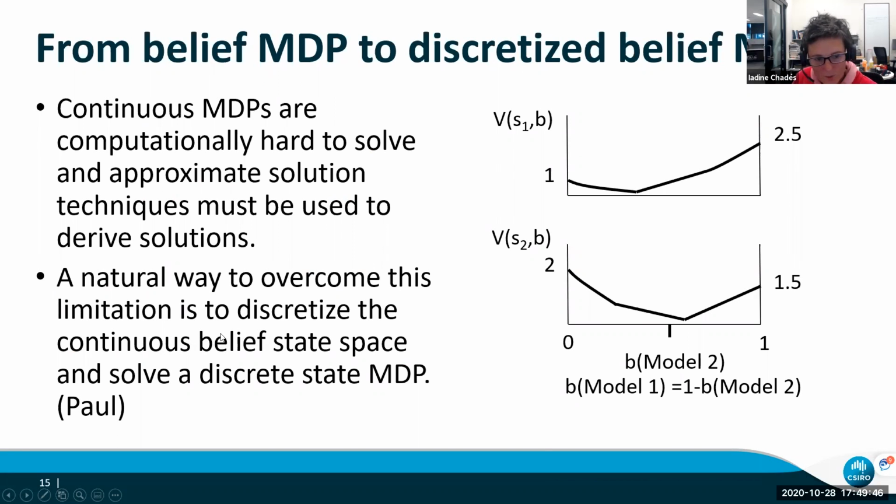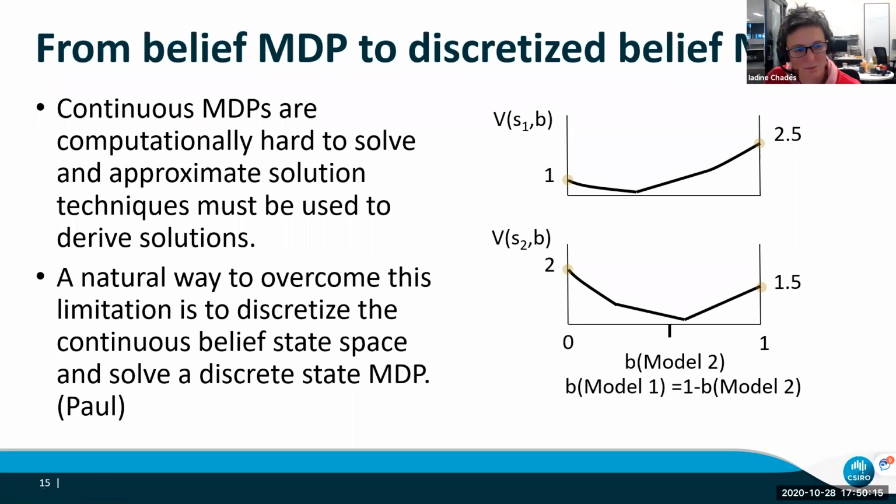So a natural way to overcome this limitation is to discretize the continuous belief space and solve it as a discrete space MDP. So it's kind of good news. I bothered you with that continuous state space, but really, you can discretize the belief state space by a range, like let's say if you just provide a grid of 0.1 or something, and then you end up with a normal MDP.